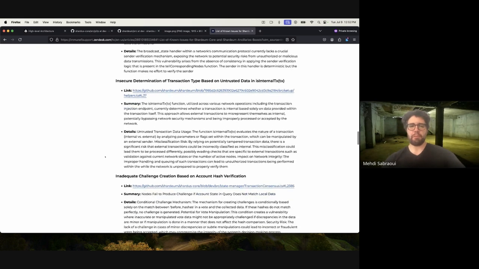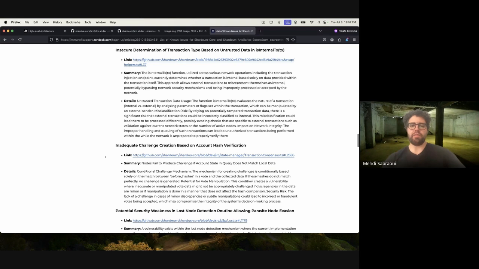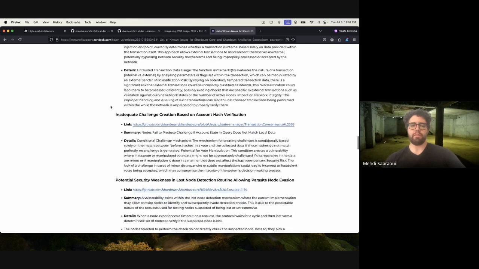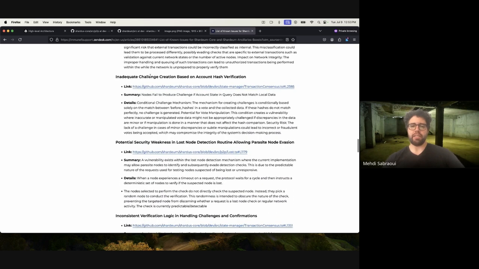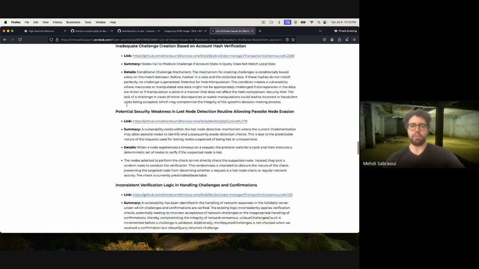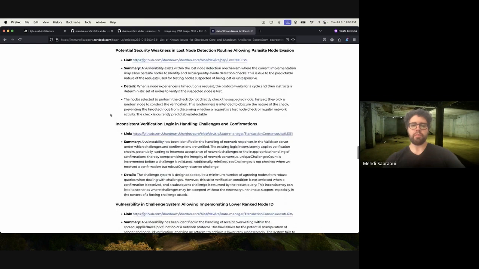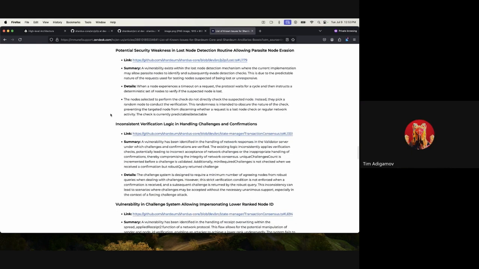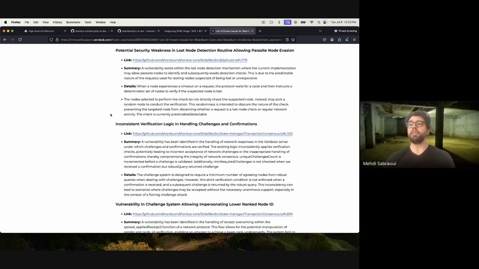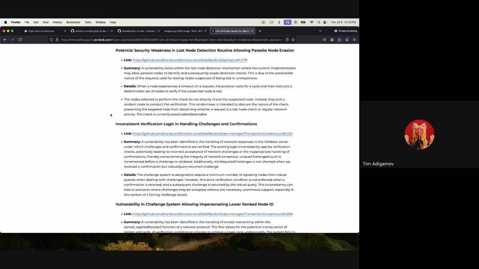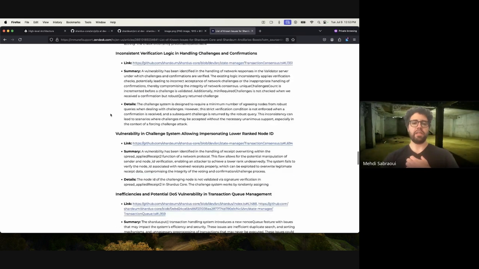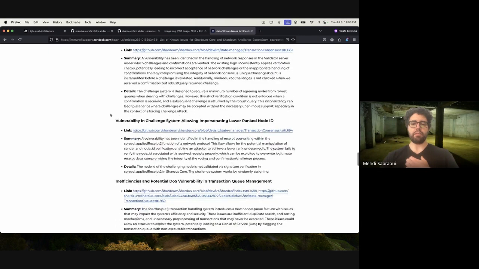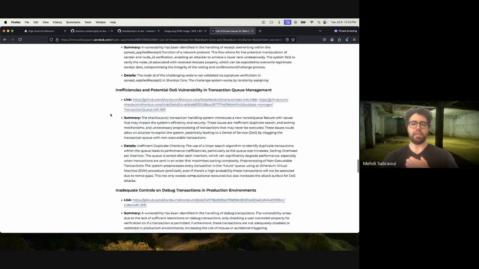Let's see. I believe this insecure determination of transaction type is fixed. Inadequate challenge. I believe that's out of scope. I think we already talked about parasite nodes. We already covered the parasite nodes. Challenges and confirmations are not in scope. Challenge system.